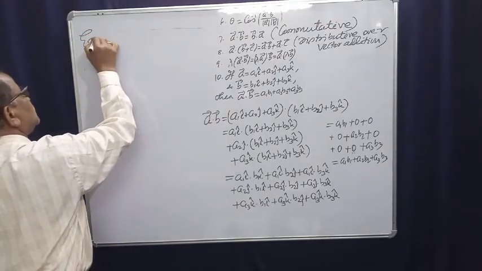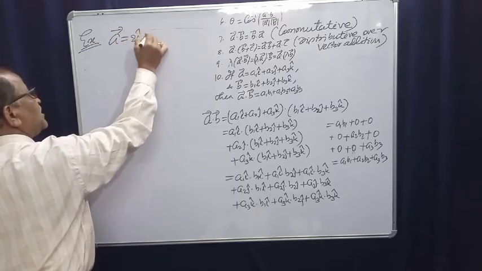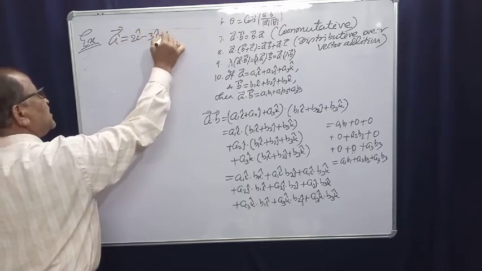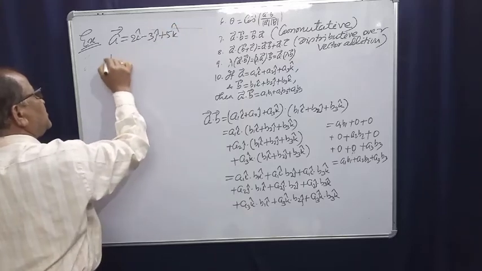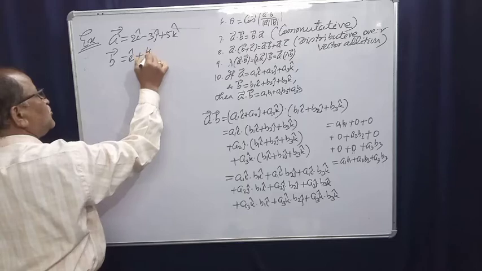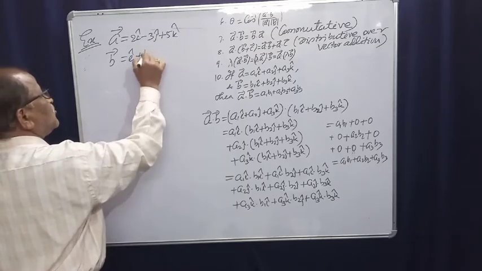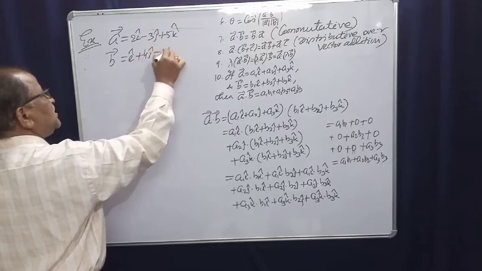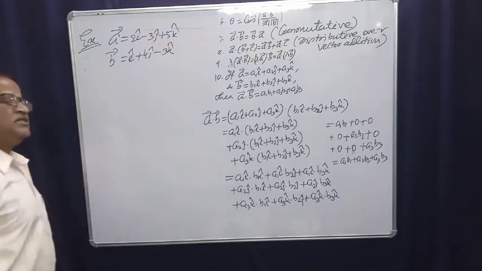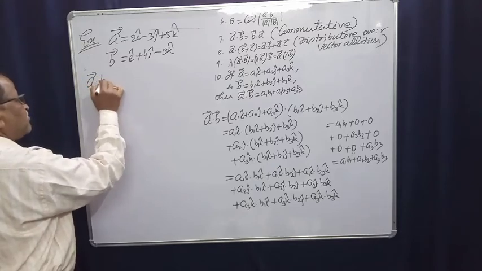Suppose we take A is equal to 2i cap minus 3j cap plus 5k cap, and B is equal to i cap plus 4j cap minus 3k cap. These are two vectors. So what will be A dot B?